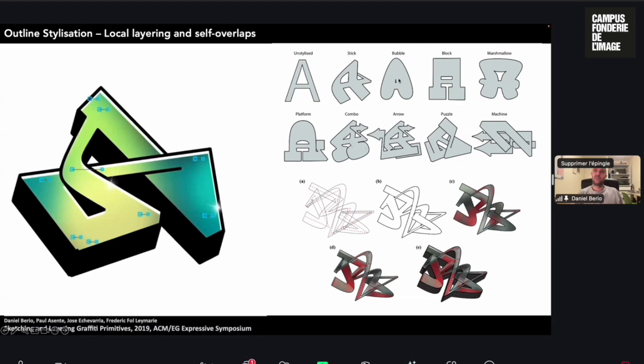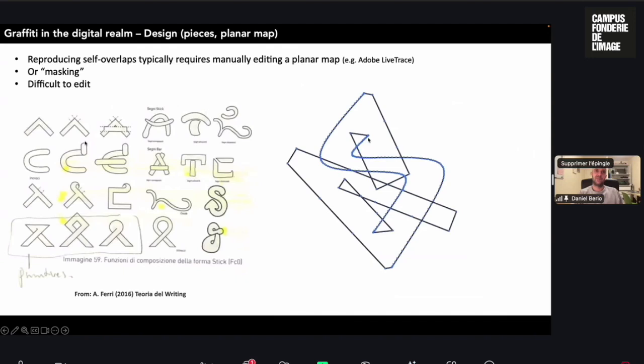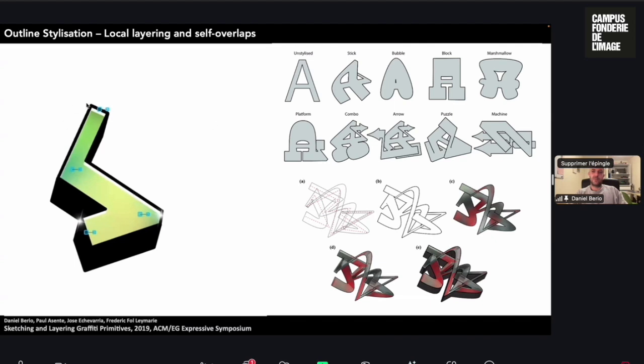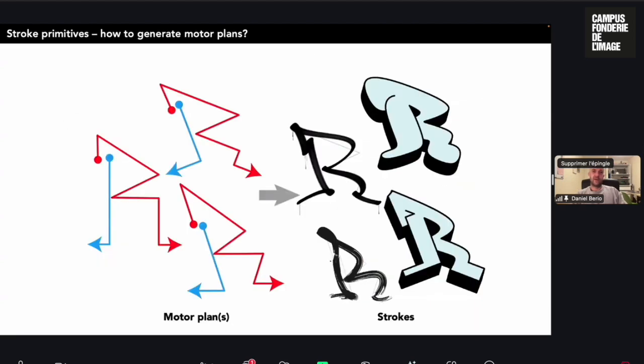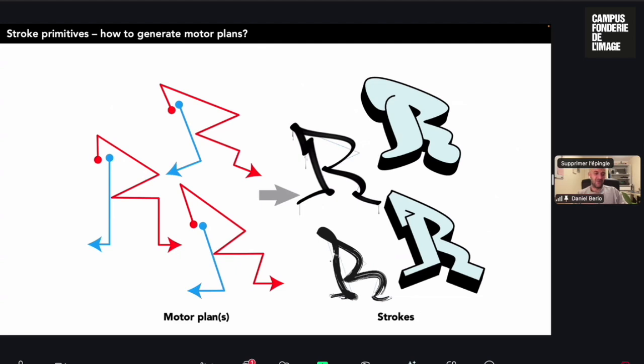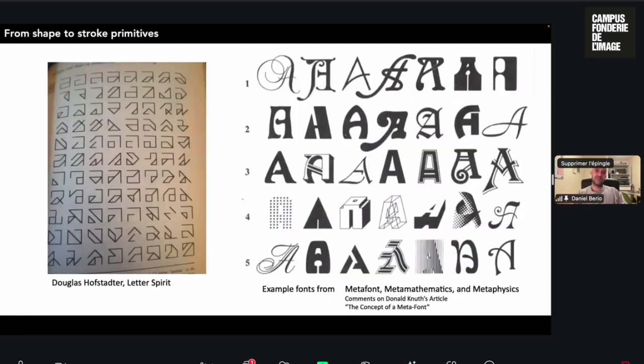So here I was trying to simulate different styles of graffiti described by Alessandro Ferri, an Italian graffiti artist, in a very nice book, which unfortunately I think is still only in Italian. But again, we have a similar concept, right? So we have a motor plan, a very simple structure, and variation of styles based on strokes that follow this structure. Those are not great examples, but yeah. But again, now the question was, where do I get those structures? And that's a challenging problem.